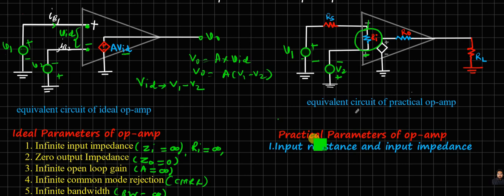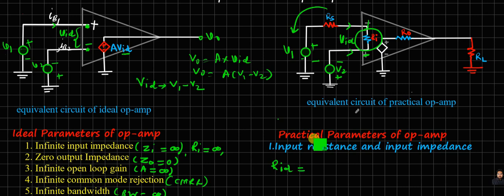Okay. And here it is the RS. So this RS is a part of the source. It's not part of the IC. And here it is VID, the input difference voltage, and currents are flowing through this one. So practically it is having some resistance. And what is the resistance? Practical resistance. So it is RI.